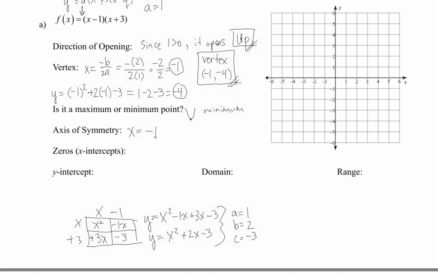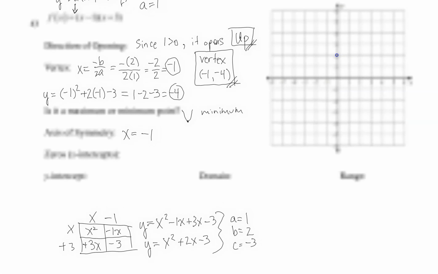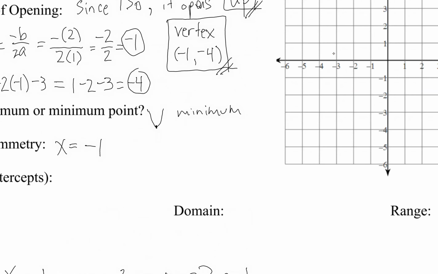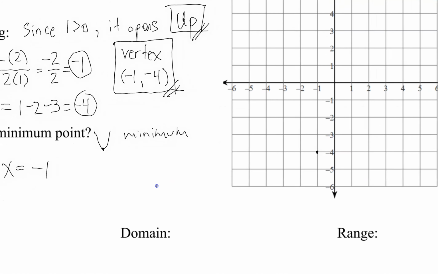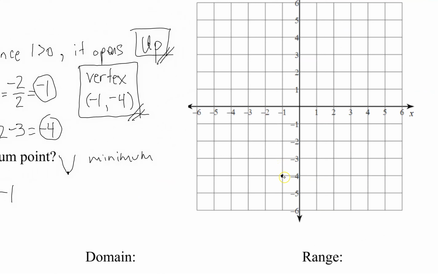I'm going to go in here and graph the points that we found. Negative 1, negative 4 is this point down here. And the axis of symmetry, if you can see, I'm making a dotted line along there.